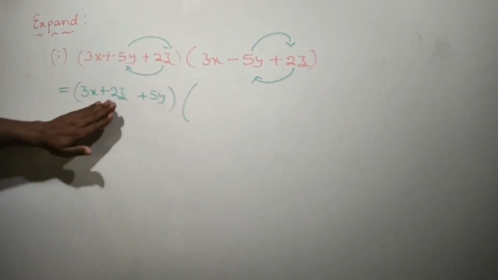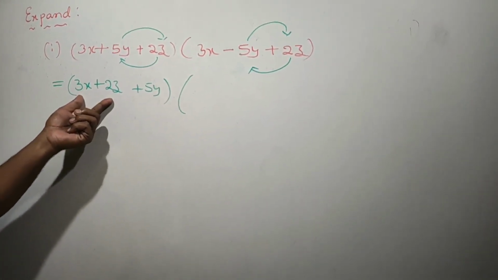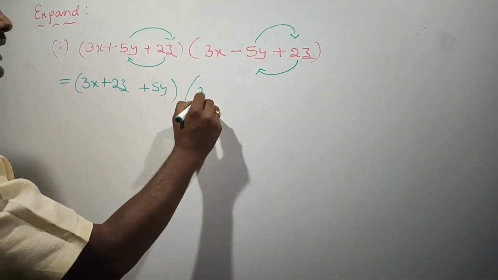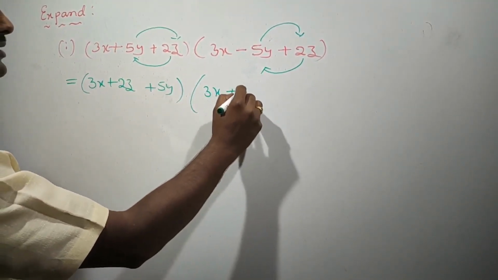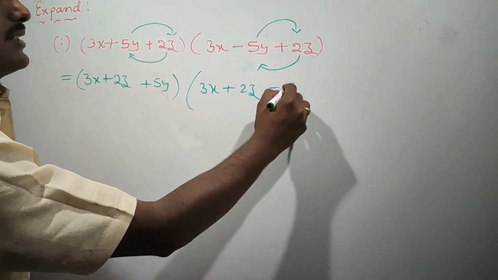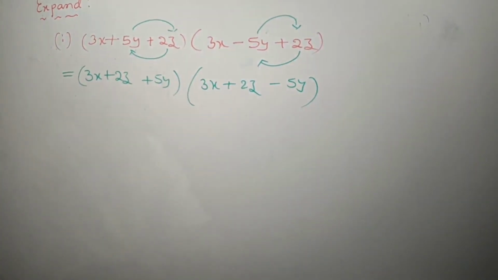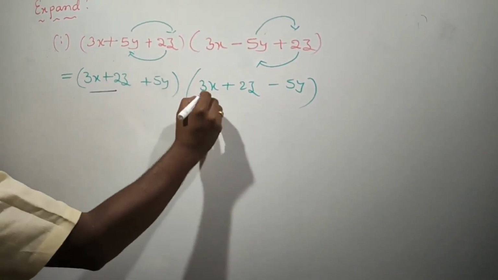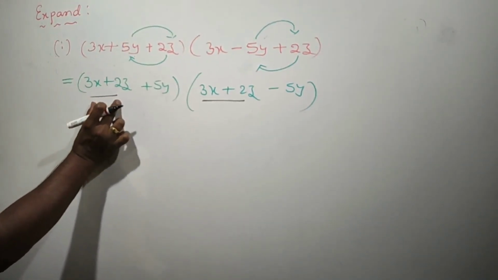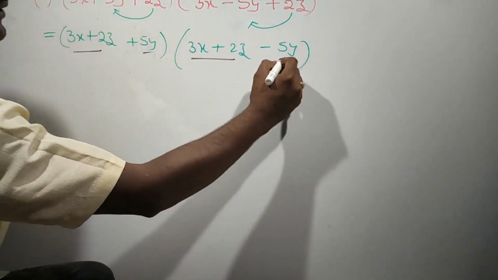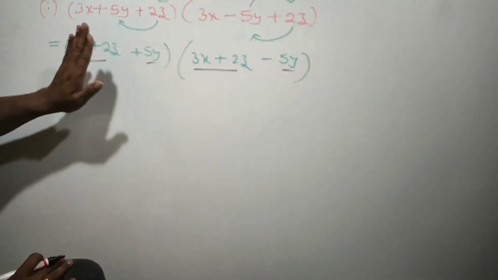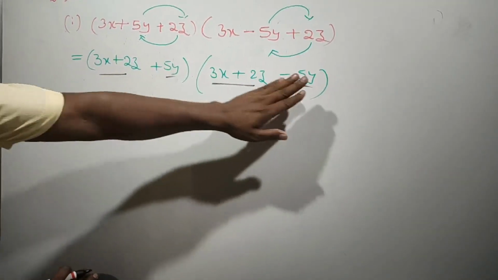Okay. This we will consider the A term. This is the B term. Now, 3x comes to this side, plus 2z, minus 5y. Understand, children? 3x plus 2z is one term, 5y is one term. Look here, in between this there is plus, and in between this there is minus.